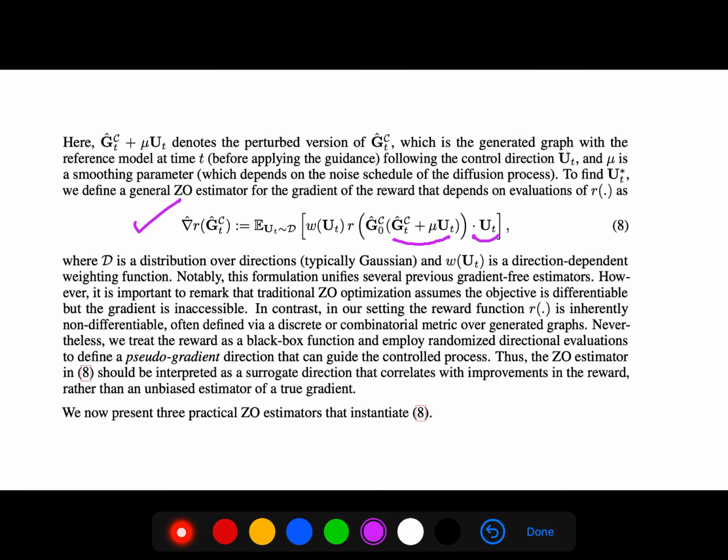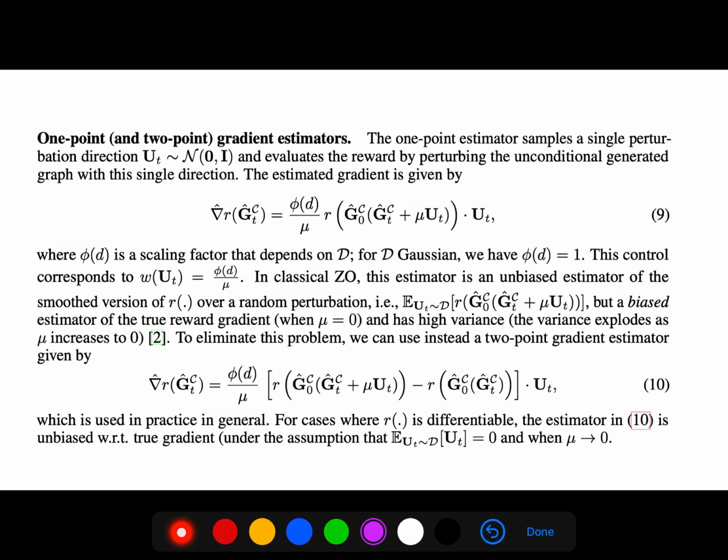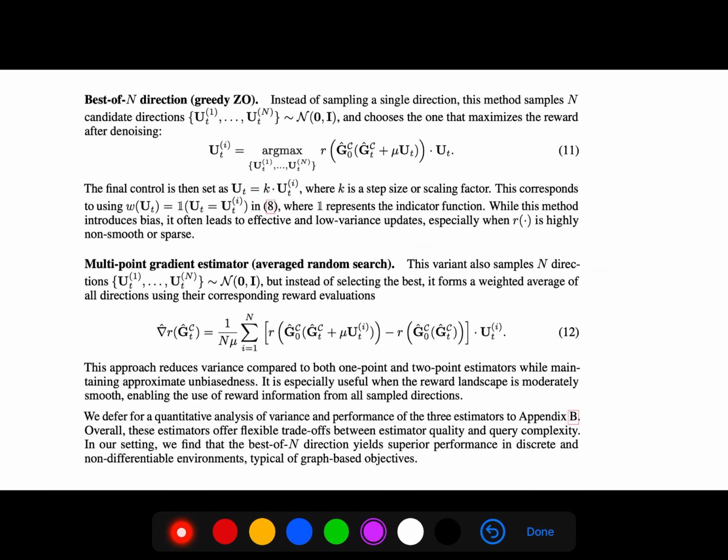The estimator can have different forms, like the 1-point gradient estimator, which samples a single perturbation direction and evaluates the reward by perturbing an unconditionally generated graph with a single direction. It can be best-of-n direction. This is a greedy zero order. And instead of sampling a single direction, this method samples n candidate directions. It can be a multi-point gradient estimator, like an average random search.